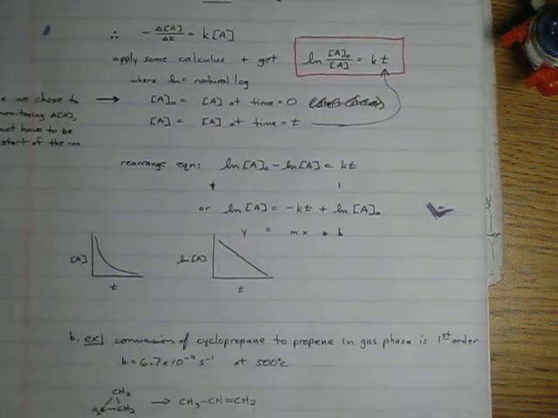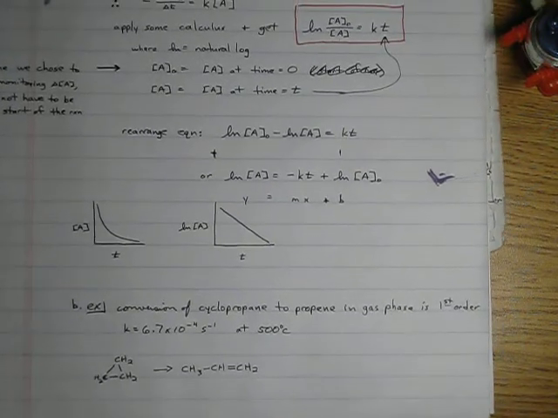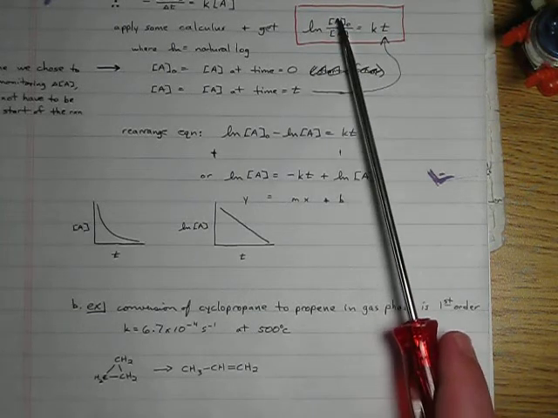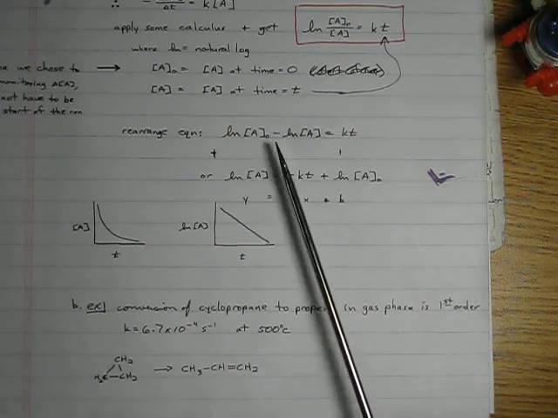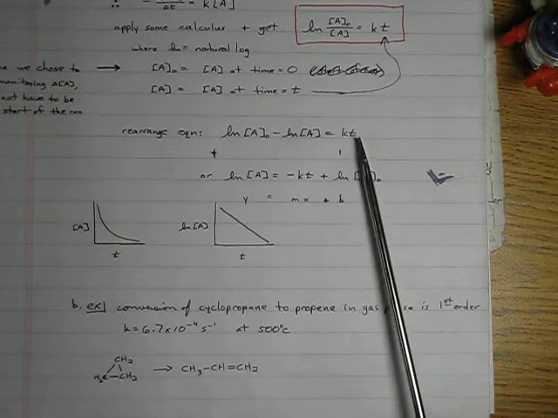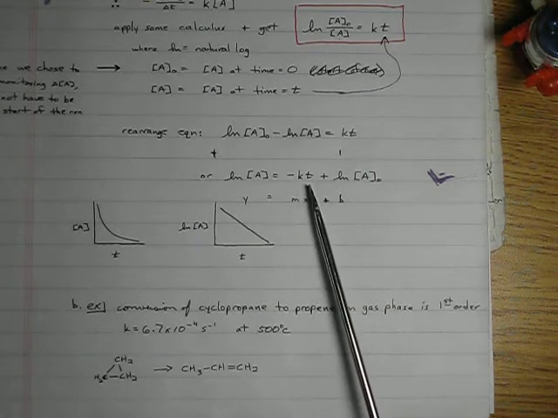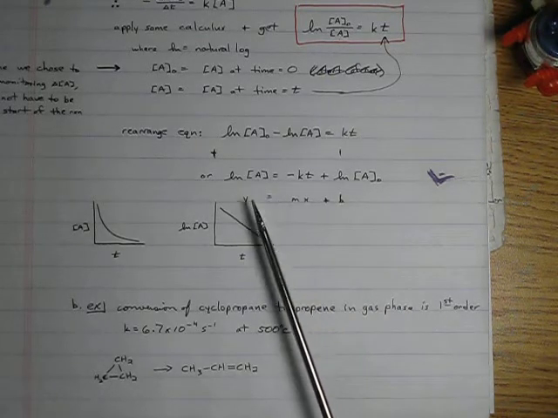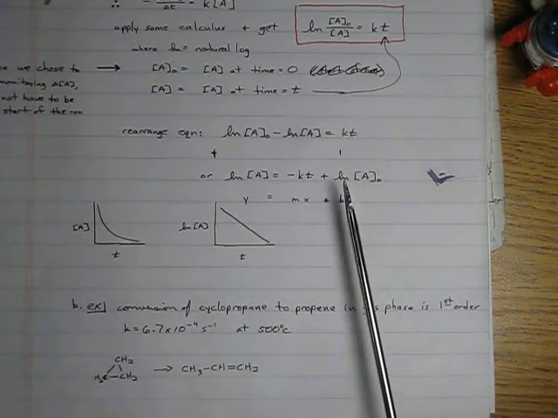Note, you can rearrange this equation. When you do, recall the natural log of anything divided by something is the natural log of the numerator minus the natural log of the denominator. So natural log of A naught minus natural log of A equals kt. Rearrange that, we find natural log of the concentration of A equals negative kt plus the natural log of the concentration of A naught, or y equals mx plus b.